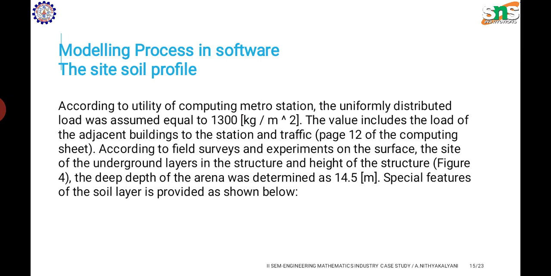Modeling process in software. The site soil profile. According to the utility of the computing metro station, the uniformly distributed load was assumed equal to 1300 kilograms per square meter. The value includes the load of the adjacent buildings to the station and the traffic, as on page 12 of the computing sheet.